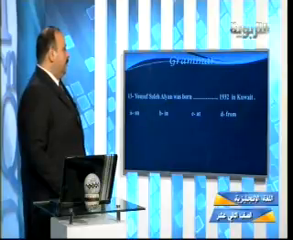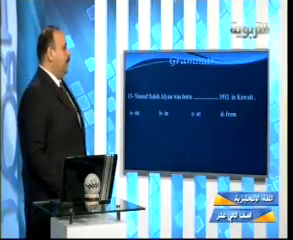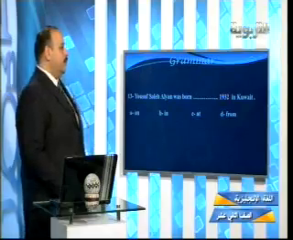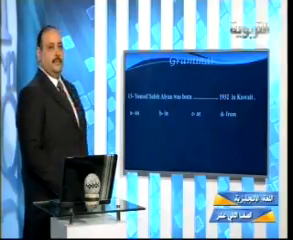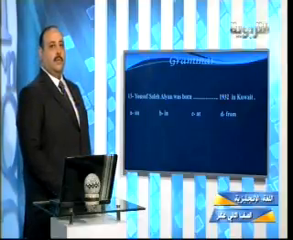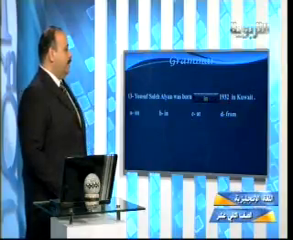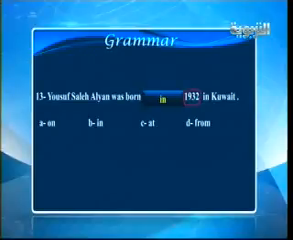Okay. Yusuf Saleh Aliyan was born blank 1932 in Kuwait. Actually here we still have a key. Try to think about the key. Yes, very good. The key here is 1932. 1932, it is a year. Normally, which one of those comes before a year? Is it on? Actually not, because on normally is followed by days. So the only possible answer is in. At cannot be because it's not time, and the from is just a preposition. Now let's move to see the other one.